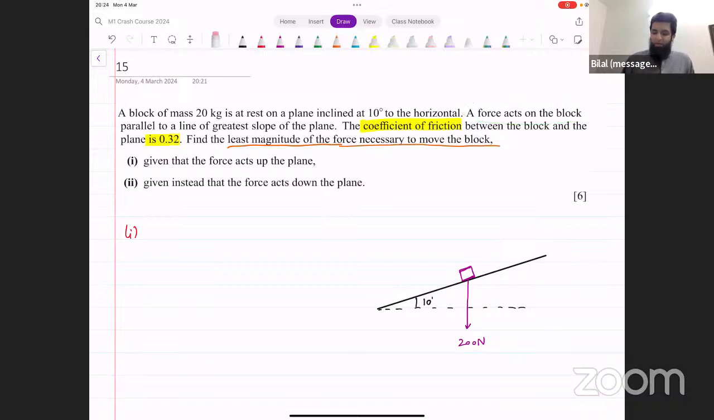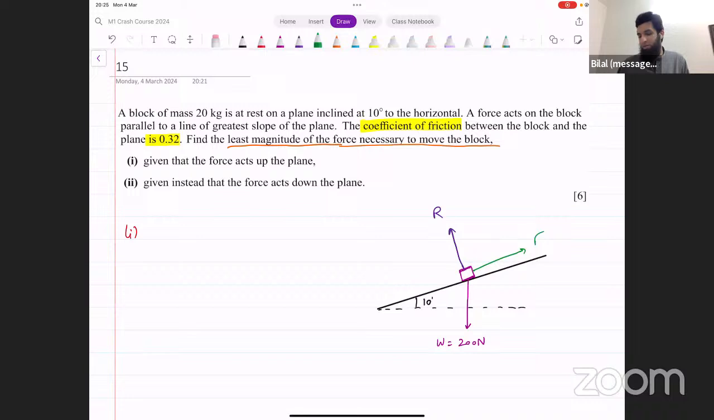Okay, let's try to understand this. Let's represent all the forces acting on this block first of all. So we already have the weight represented, that's acting vertically downwards. What other forces do we have? We have normal reaction, it's a surface. So the surface has a normal reaction, that's perpendicular to the surface. That's here. That's one force. And then there's this force. They're saying that this force acts up the plane.